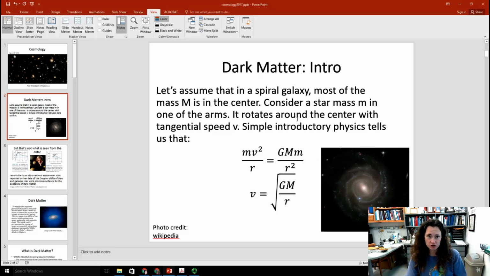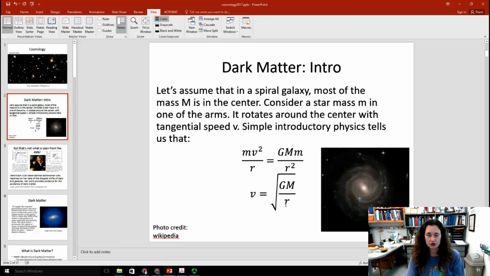Okay, but let's go back to introductory physics class. You can set the centripetal force for that star orbiting the center of the galaxy. So that centripetal force would be mv squared over r, where m is the mass of the star, v is the tangential orbital speed, and r is the distance from the star to the center of the galaxy. Okay, and now you set that equal to Newton's law for universal gravitation: G, the gravitational constant, big M, the mass of the galaxy, little m, the mass of the star, divided by r squared. Now you can solve for that tangential velocity, and you get v is equal to the square root of G big M over r.